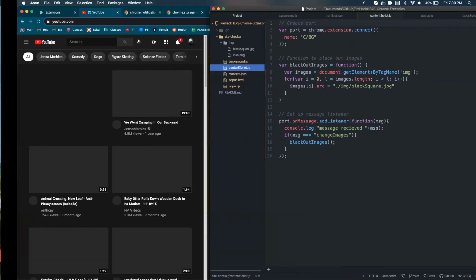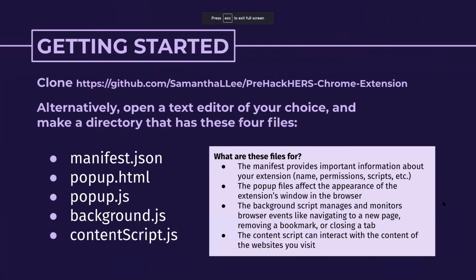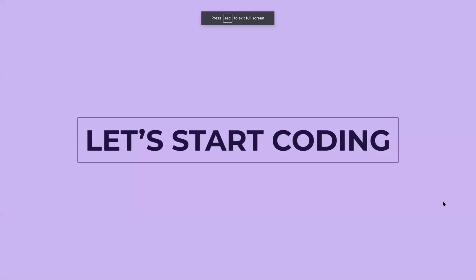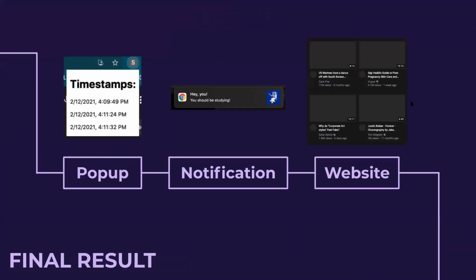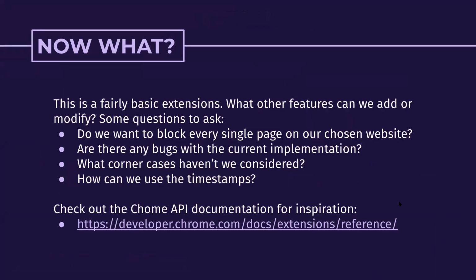And let me just revisit the slideshow. Having a manifest, we did this, and this is a little note about console.log and the different ways you could use it. So we've already seen it in all of these ways: background, pop-up, content, and just different ways to see your comments. And then this is the final result. We have established that we could update the timestamps here, we could display these notifications, and then we update all the images and black them out.